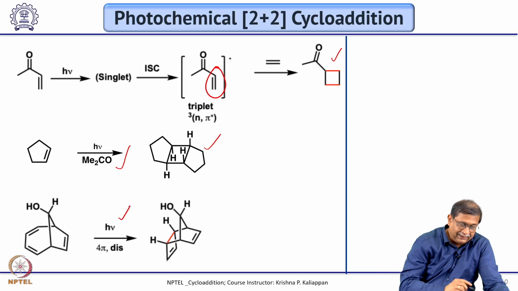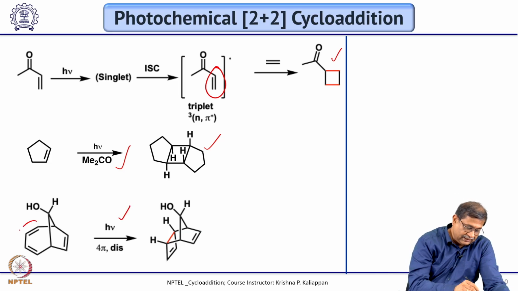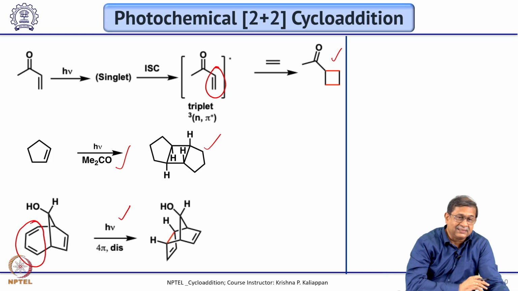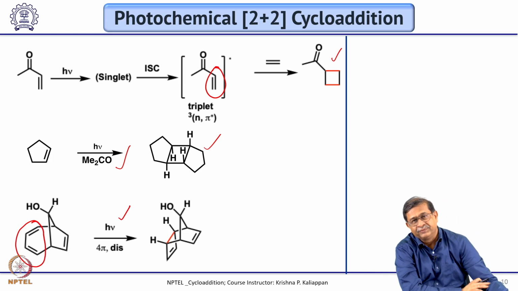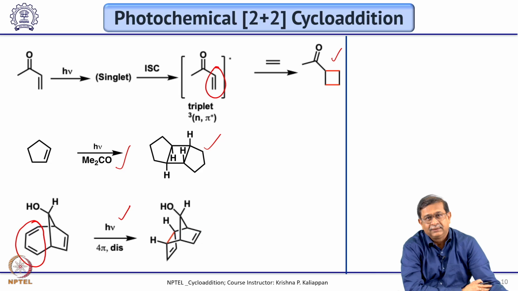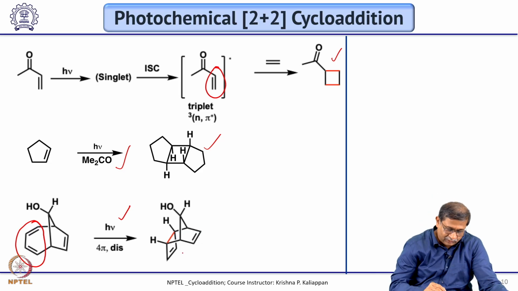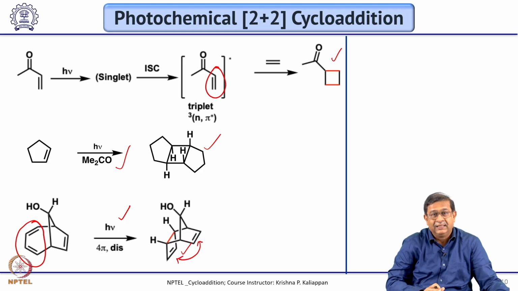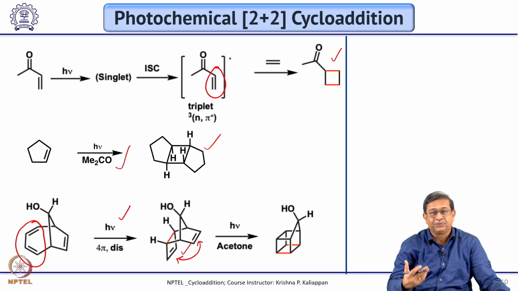So, when you shine light on this triene, first what happens, the diene on the left hand side of this bicyclic system undergoes an intramolecular electrocyclic ring closure to form this tricyclic compound. Now, you can see these two double bonds are close enough. In principle, it can undergo 2+2 cycloaddition reaction. So, for that you add acetone, that is a sensitizer.